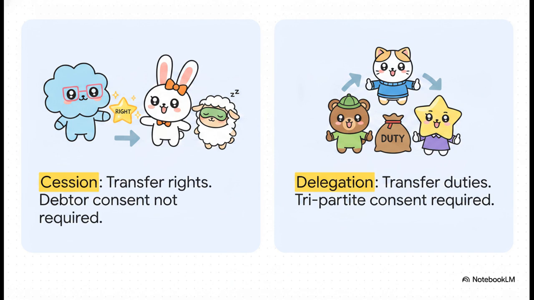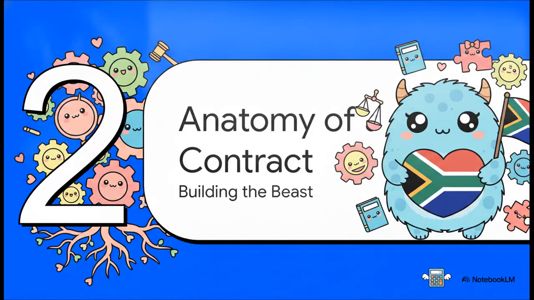Delegation, on the other hand, is transferring your duties. This is when you are passing off your own debt to someone else. Now, because the creditor needs to know exactly who owes their money, this requires a tripartite agreement. That means the original debtor, the new debtor, and the creditor must all consent. You need all 3.